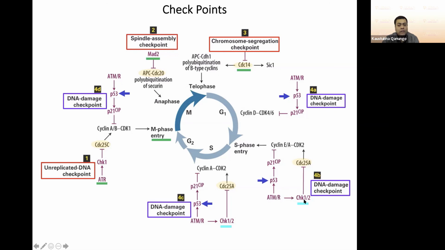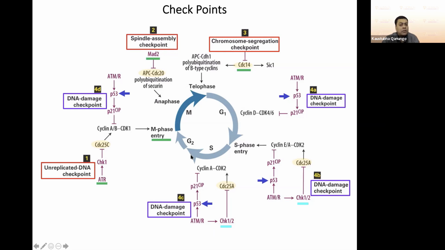And Chk1 and Chk2 help CDC25 right here, blocking that. It will block the entry to the S phase. So if the DNA is damaged, it will not allow entry. And that's why you have a dual checkpoint right here, because it's a very important checkpoint. The next one is also important, and that's why you have a dual control through Chk1 and Chk2.